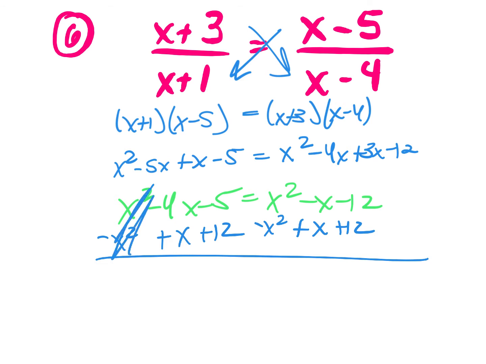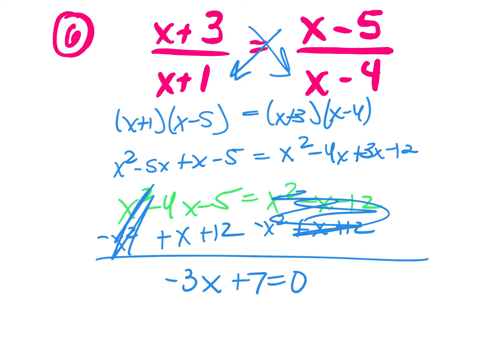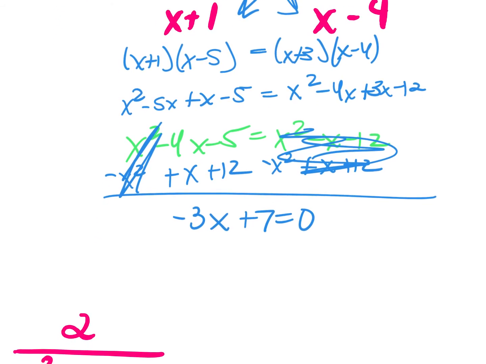So my x squareds will cancel out. Everything over here cancels out. So I have negative 4x and a positive x gives me negative 3x. Negative 5 and positive 12 gives me plus 7 equals 0. So now that our quadratic is gone, we've eliminated the x squared. So I'm just going to move 7 over.